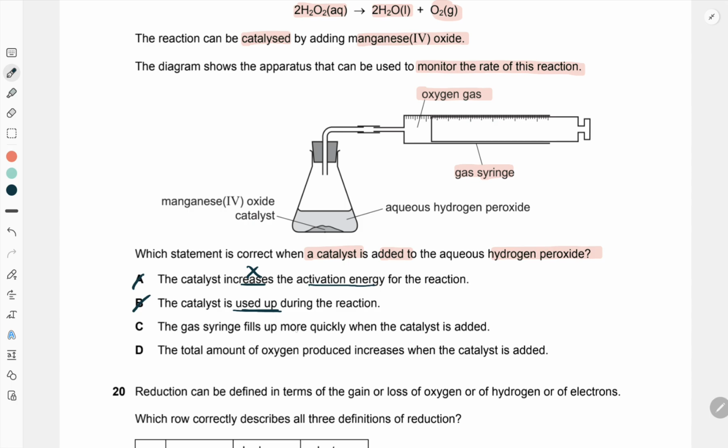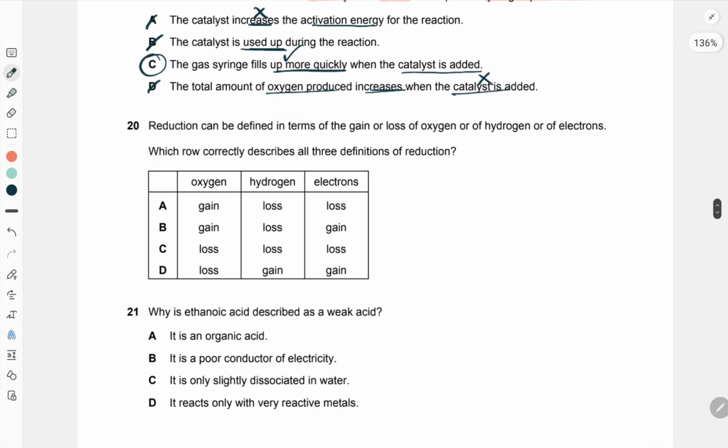Option C, the gas syringe fills up more quickly. So the gas syringe fills up more quickly when the catalyst is added. This makes sense because when you use the catalyst, the rate of production of gas will be increased. So it fills up quickly, which means C is correct. The total amount of oxygen produced increases. The catalyst only increases the rate, but it cannot increase the amount, so this is incorrect. So only C is the correct answer.